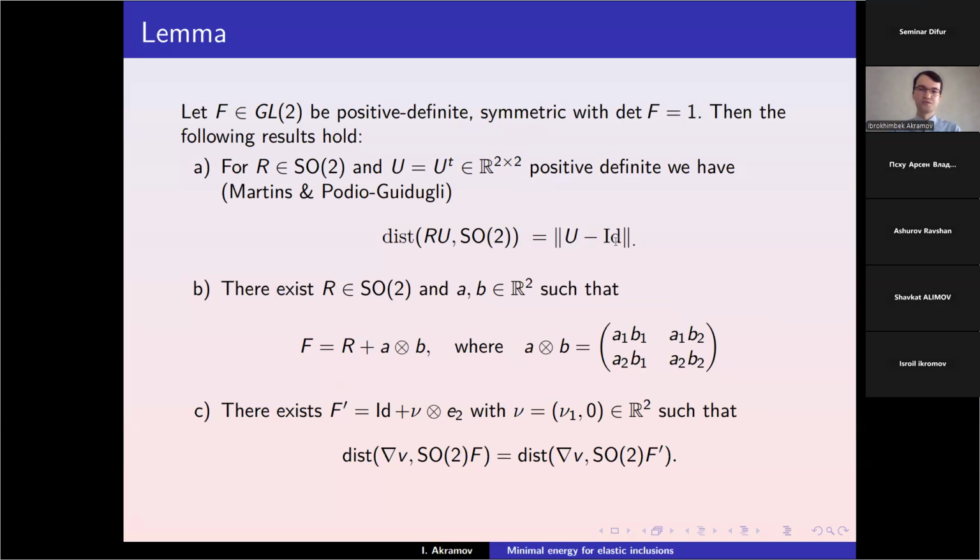of RU from SO2 is equal to the Frobenius norm of U minus identity. And fact B is there exists R from SO2 and a, b from R2 such that F can U be... is a unitary matrix. So, yes. The distance for R from SO2.